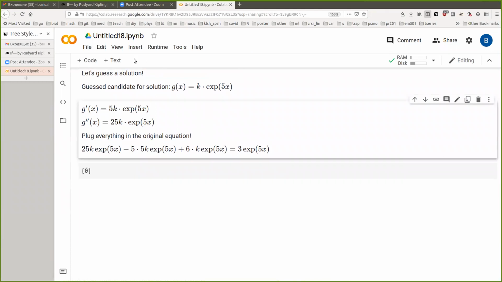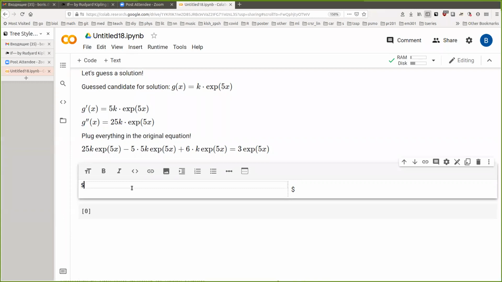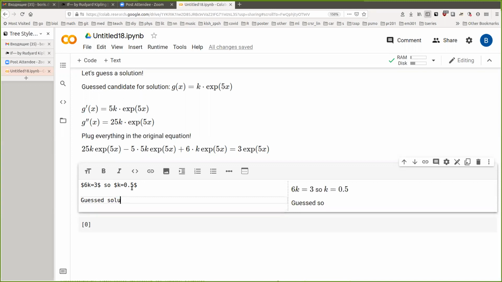So let's simplify, and we immediately get that we cancel out the exponent of 5x. It's a positive number, or non-negative even if x is a complex number. We cancel it out, and we get that 6k is equal to 3, and so k is 0.5. And we have a guessed solution now. We have completely guessed the solution that g of x is 0.5 times exponent of 5x.